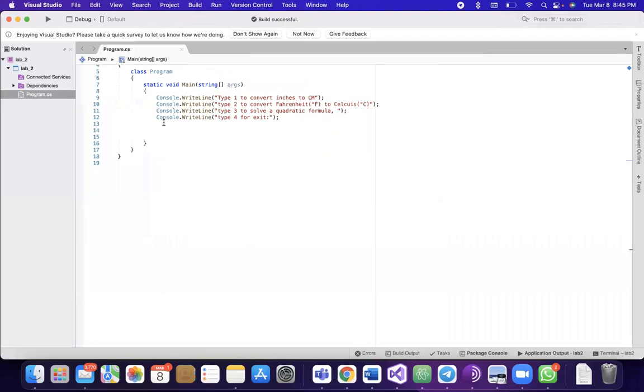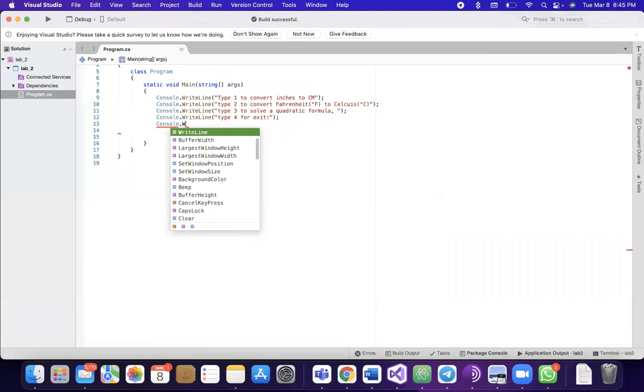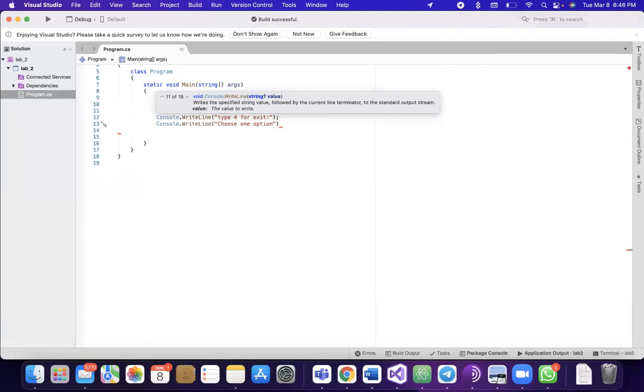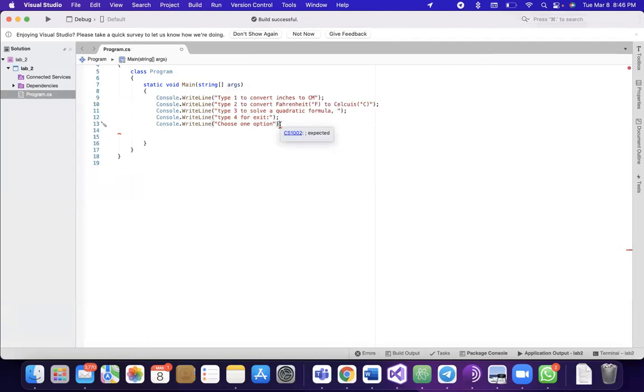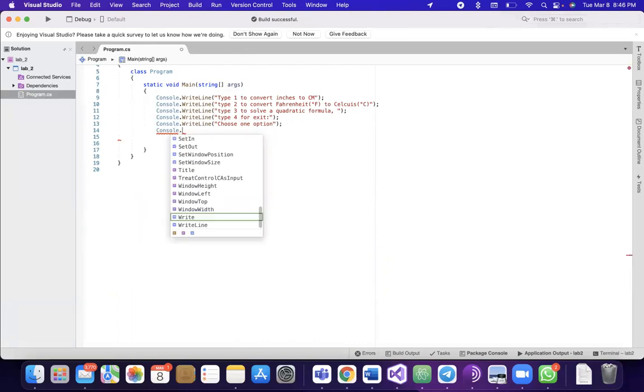So now you can just put "choose" or anything. And then for the input, just declare a variable for it to take the input of the user. Then you can convert it into int and then write Console.ReadLine so that it reads the request part.